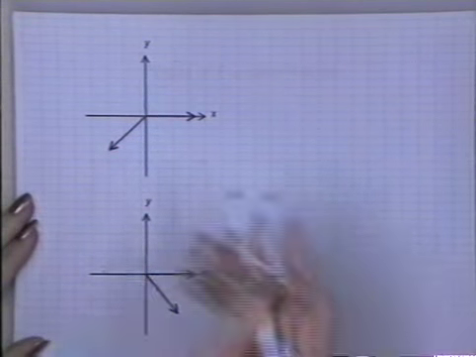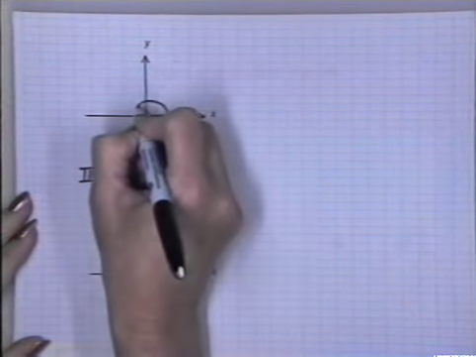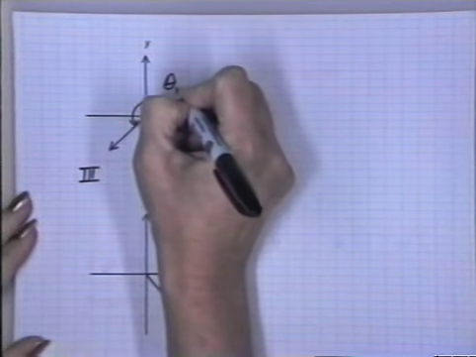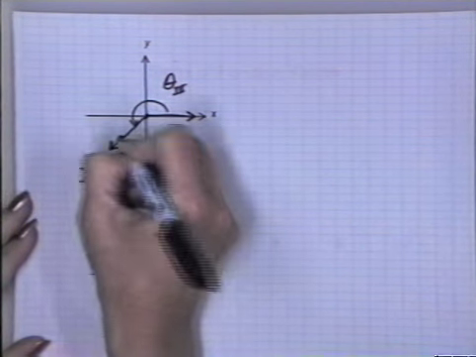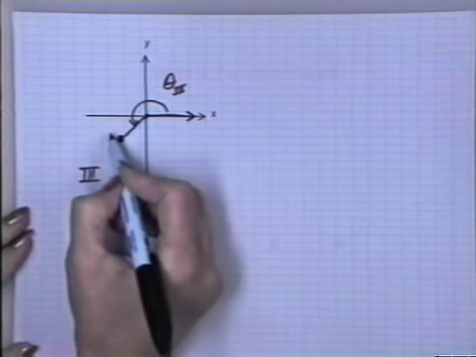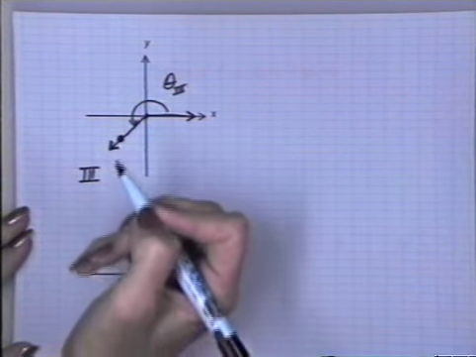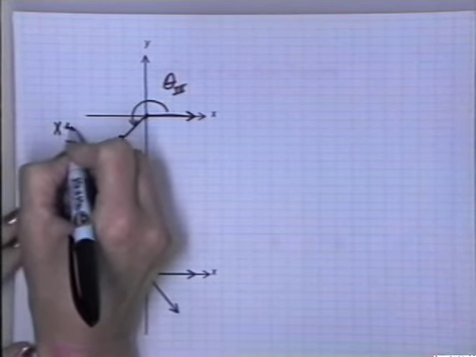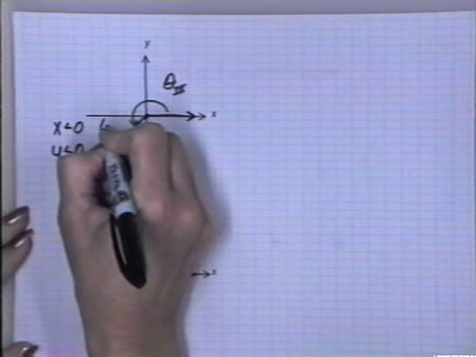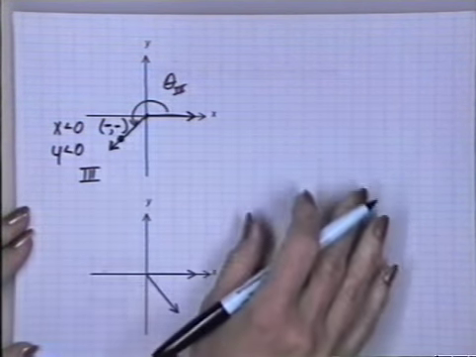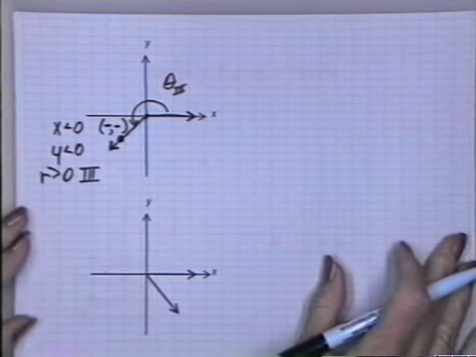For my third quadrant angle, I'll call this theta 3 to denote that its terminal side is in the third quadrant. When I pick a point on its terminal side, what do I know about all the x and y coordinates for points in the third quadrant? X is less than 0, y is less than 0. So I know the x coordinate here will be negative and the y coordinate will be negative. And of course, r I know is always greater than 0.